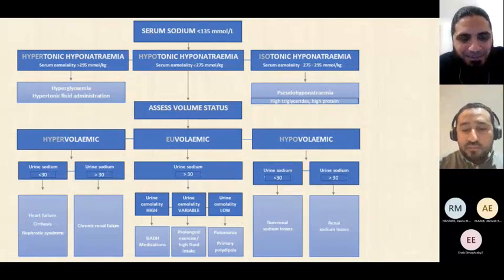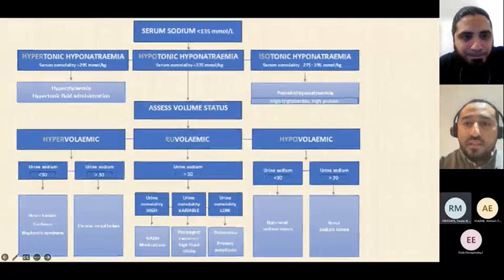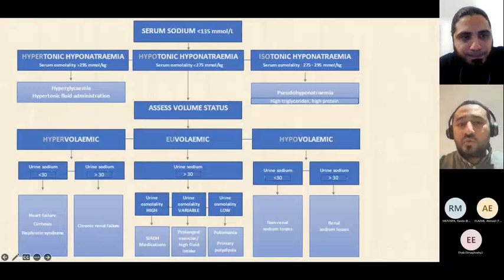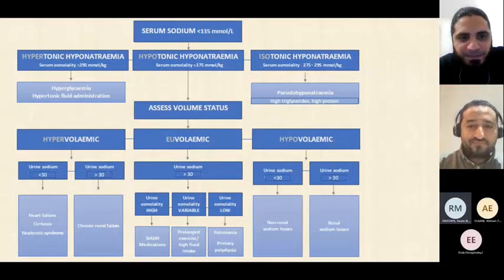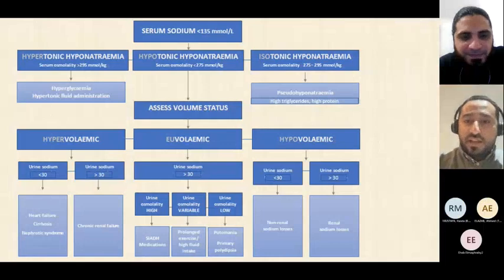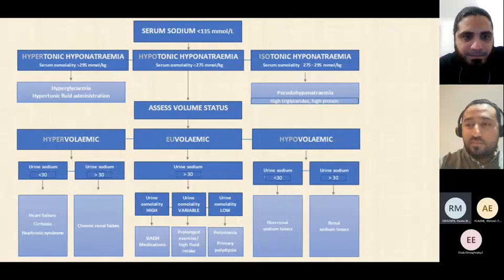Actually, as I said, this flow chart will give you the clue to most of the cases. Yes. Thank you very much. It was a very good lecture. We needed it. Actually, I prepped this lecture because hyponatremia still makes problems for everyone. I mean, unless you are an endocrinologist, you will have a problem with managing the sodium, hypo and hypernatremia.